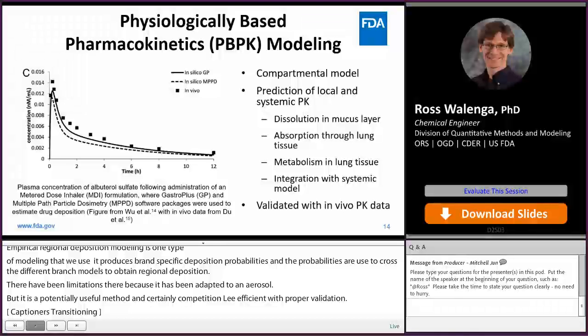So on the left you can see this was a study using a PBPK model and compared with in vivo data. And then for the model, there were two different methods for obtaining regional deposition predictions. One using the native solver in the software that was used, which was GastroPlus, or using a different model, which is a multiple-path particle dosimetry model. So depending on the regional deposition predictions, it actually changed the results somewhat.